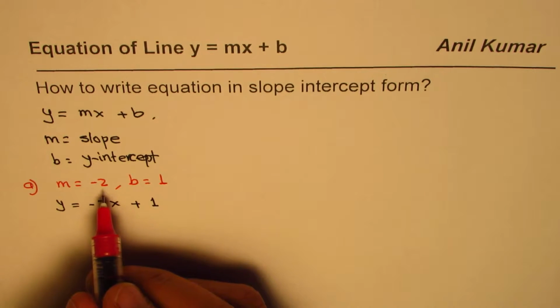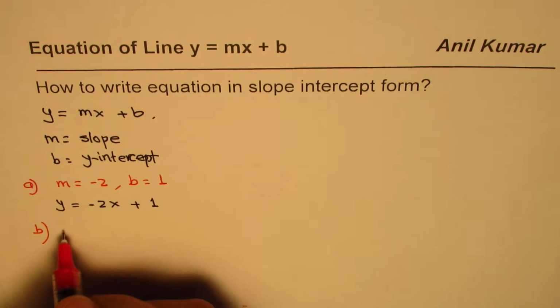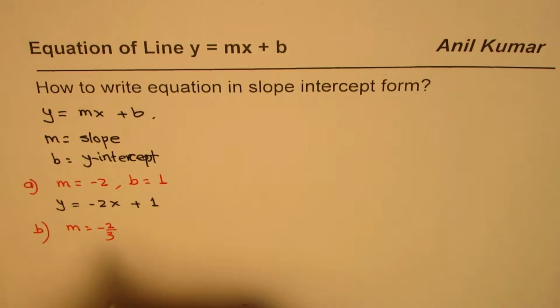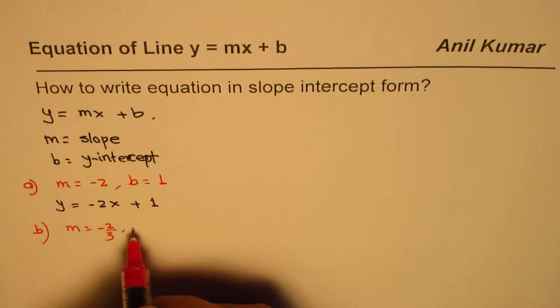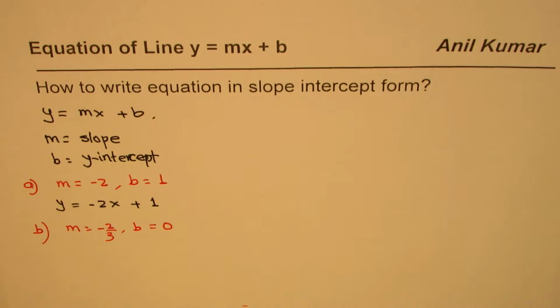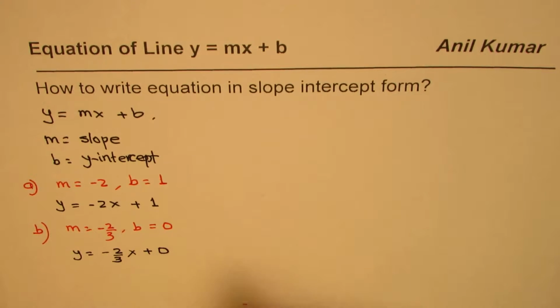Now the slope could be a fraction, so let me take another example. I'll write the slope as minus 2 over 3, and the y-intercept, let's take this time, 0. Let's see what happens. If I substitute minus 2 over 3 for m, we get y = minus 2 over 3 x plus b is 0, so we could write this as 0. Basically, y = minus 2 over 3 x.